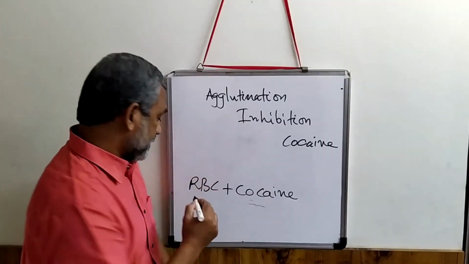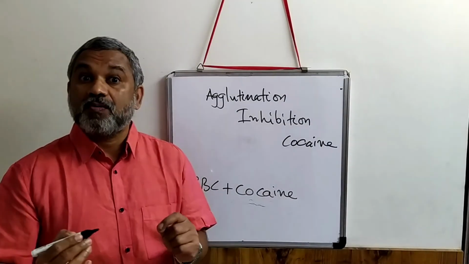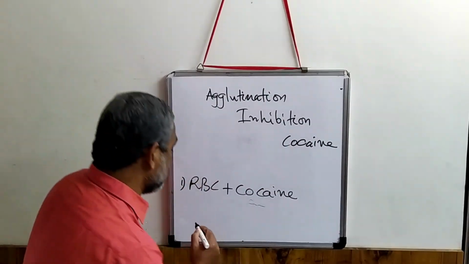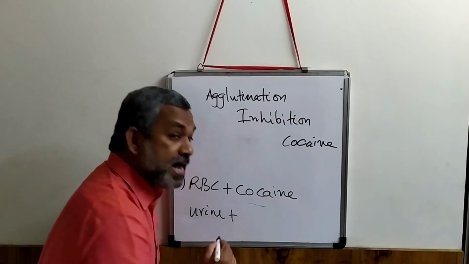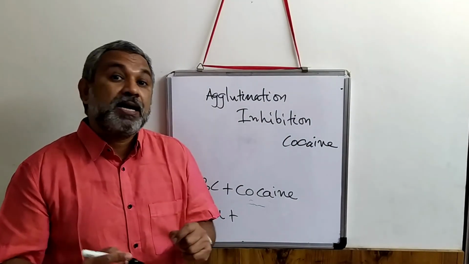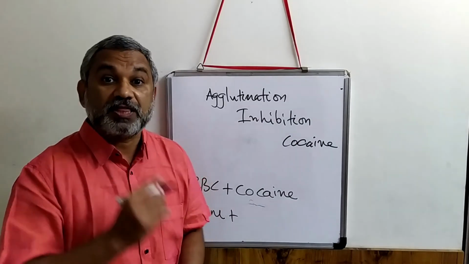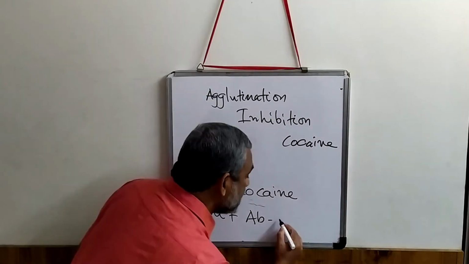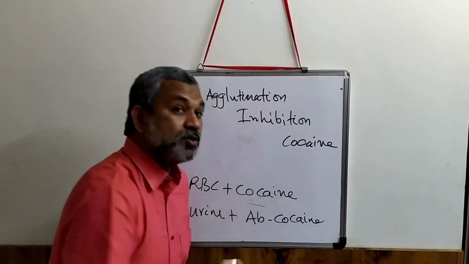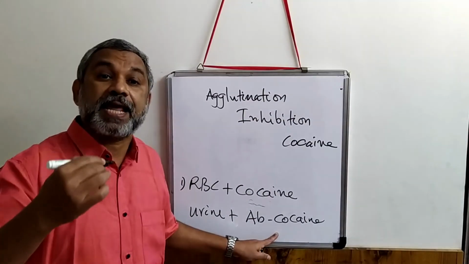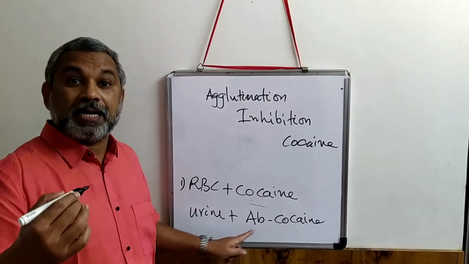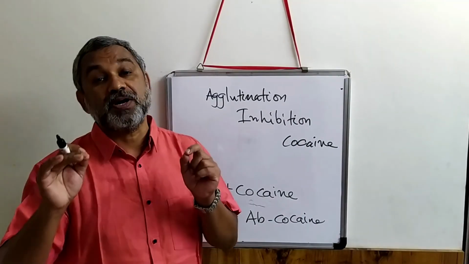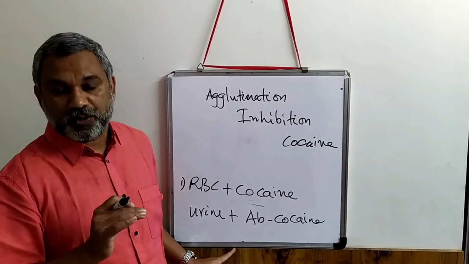That is the first part. At the same time, a urine sample from a suspect is taken, and this urine sample is incubated with the antibodies raised against cocaine. So these are the antibodies against cocaine. What will happen when you add antibodies raised against cocaine to the urine? All the antibodies will bind to the available cocaine which is present in the urine.